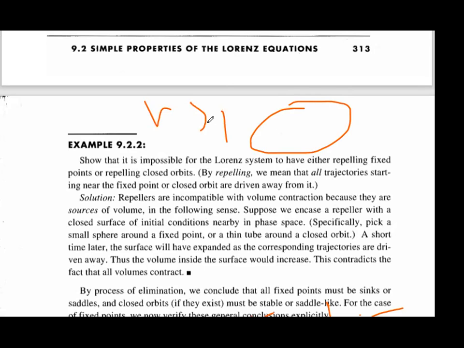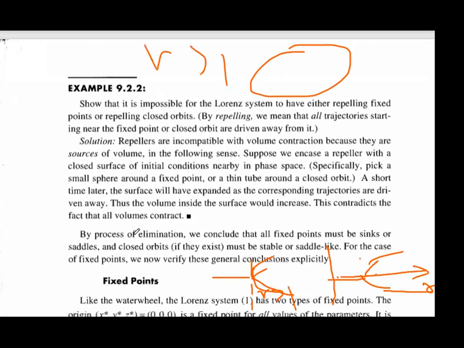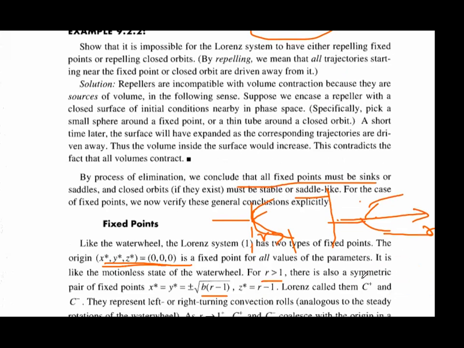r less than 1 is okay. When r is greater than 1, we have a saddle point. The fixed points could be sinks, or saddles.